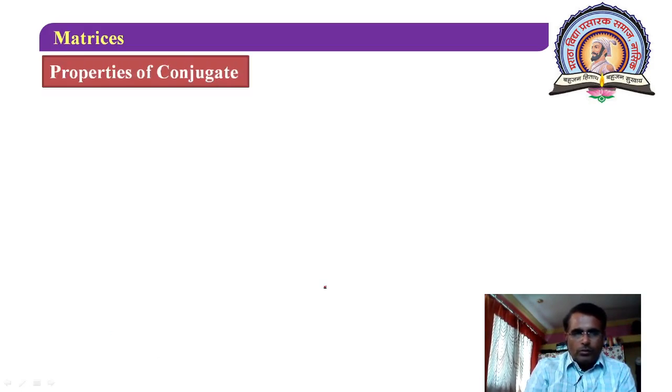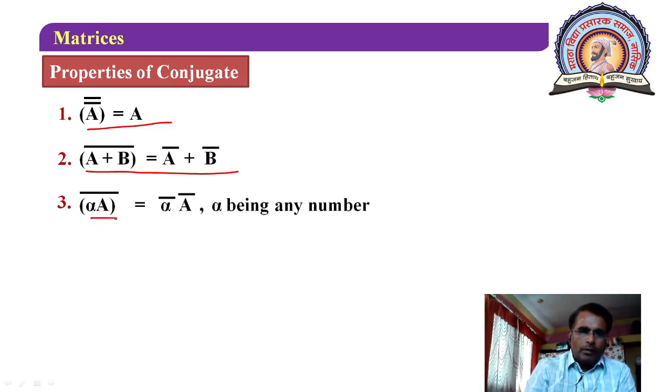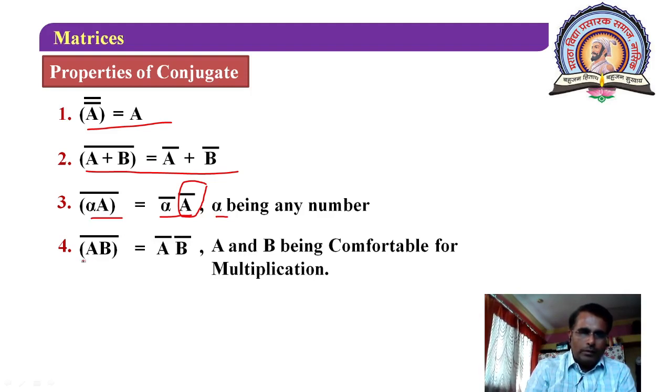Now using these conjugates we are going to consider some properties. Conjugate of a conjugate is equal to the original matrix. Conjugate of addition is equal to addition of conjugates. Conjugate of a scalar multiple alpha A is equal to alpha conjugate into conjugate of A, and here alpha being any number, it may be a real number or a complex number. And conjugate of AB is always equal to A conjugate into B conjugate, A and B being compatible for multiplication, that is the important thing.